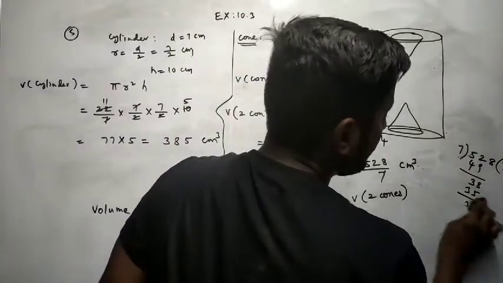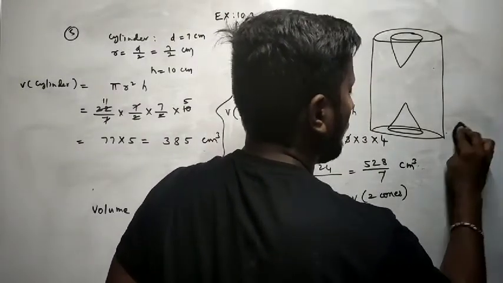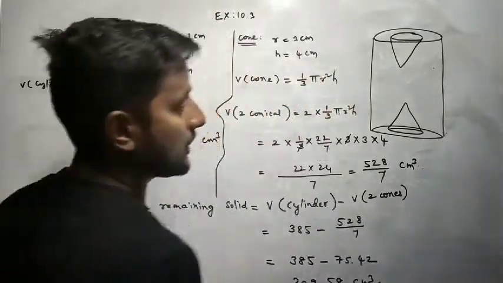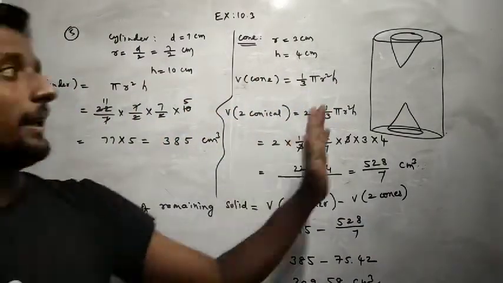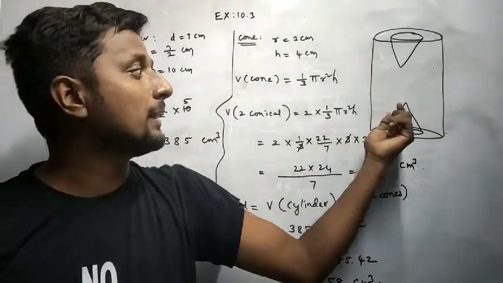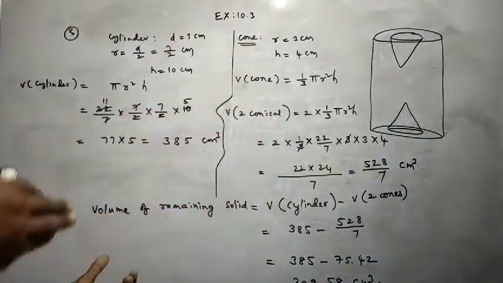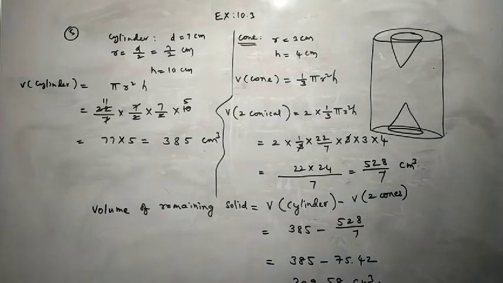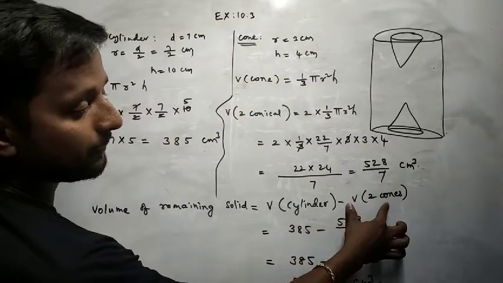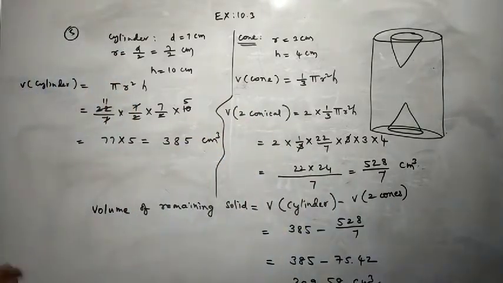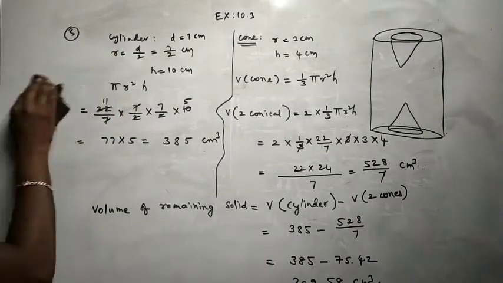Okay, right. Once we discuss about this figure, it is actually the major cylinder. In that, two conical figures are fixed. That means the two conical figures occupied some of the space in the cylinder. So that we have to subtract here. Correct? Right. We'll go with the sixth problem now.